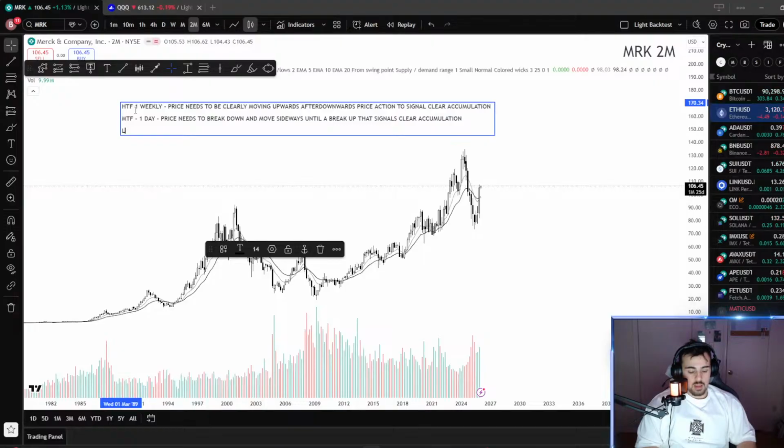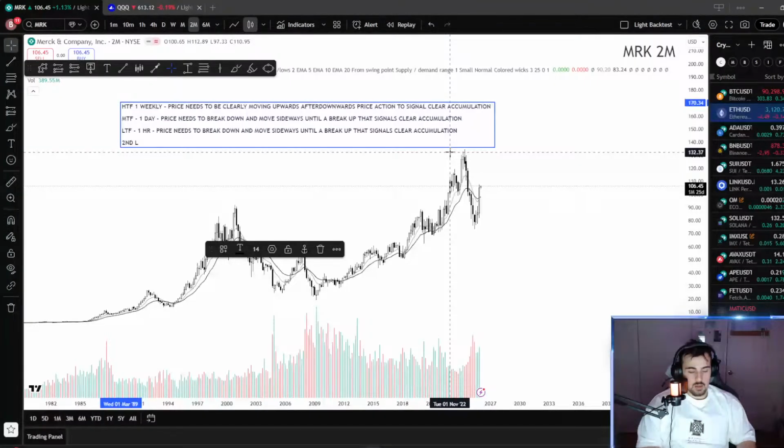And then on my lower time frame, my 1 hour, I need the exact same thing to happen on the 1 hour to the daily that the daily does inside the weekly. So I can simply just copy and paste that here.